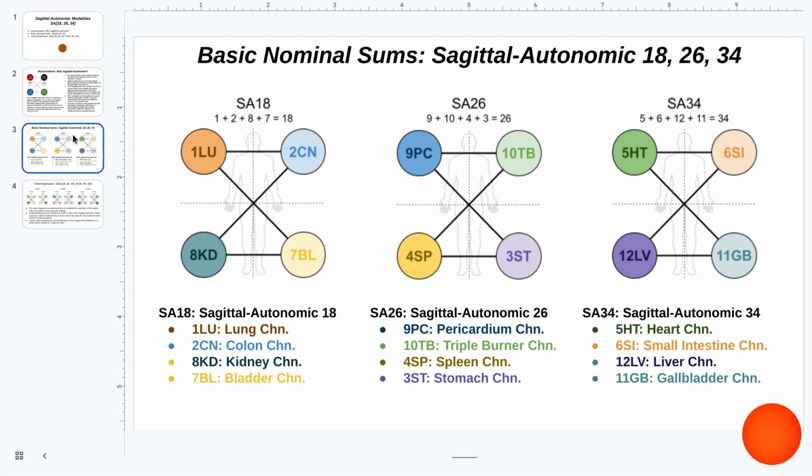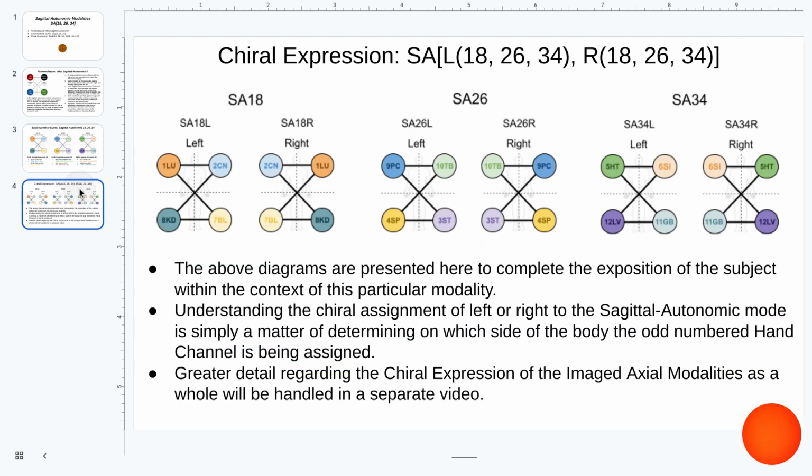Slide 3, Chiral Expression. The above diagrams are presented here to complete the exposition of the subject within the context of this particular modality. Understanding the chiral assignment of left or right to the sagittal-autonomic mode is simply a matter of determining on which side of the body the odd-numbered hand channel is being assigned. Greater detail regarding the chiral expression of the imaged axial modalities as a whole will be handled in a separate video.